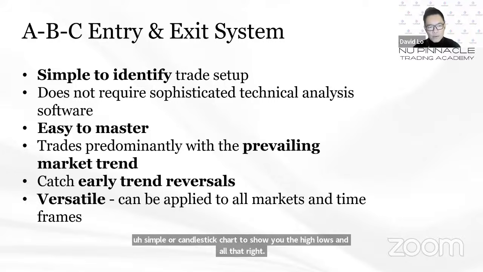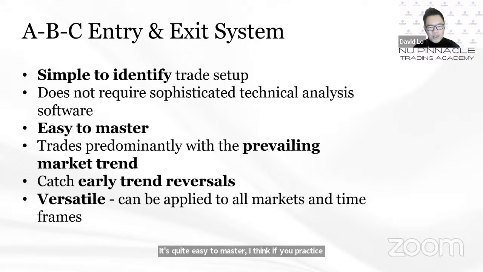I think if you practice within a week, for those who are joining the DVTC before the August 1st start, you should be able to master the ABC already, in these 3 weeks coming. What the ABC entry and exit system does for you is put you predominantly in the prevailing market trend, unless it goes sideways. You will be trading with the trend, and that's very important in swing trading. So you want to follow that medium-term trend up and down. You can also catch those turnings, those early trend reversals.